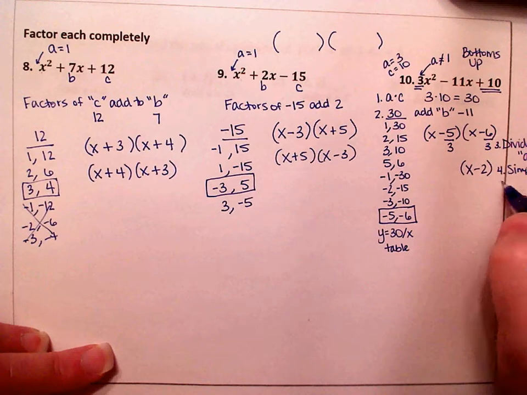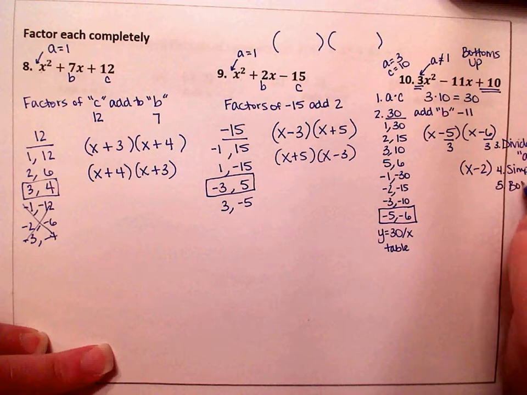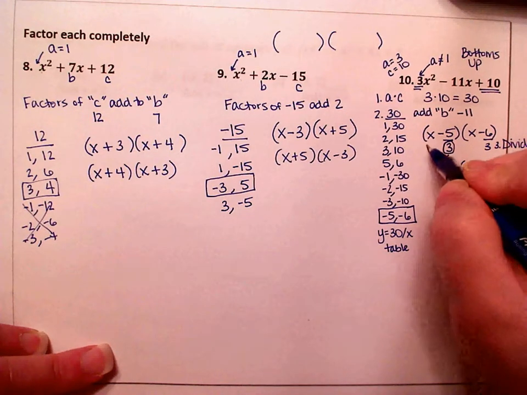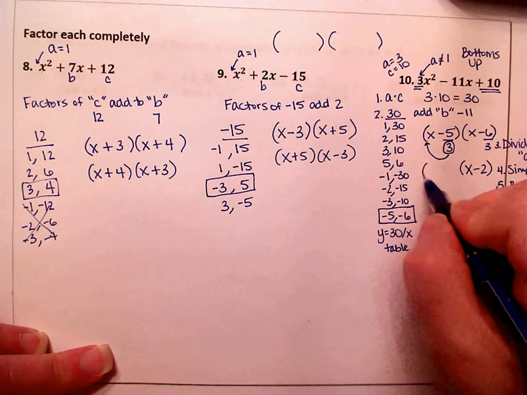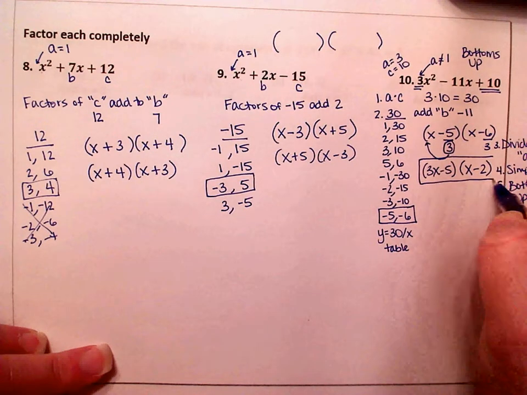The ones that will not simplify, or when you simplify stay a fraction, those are the ones that you use bottoms up on. So now we can move the bottom number, which is the 3, up in front of the x and write that as 3x minus 5. So this is my final answer.